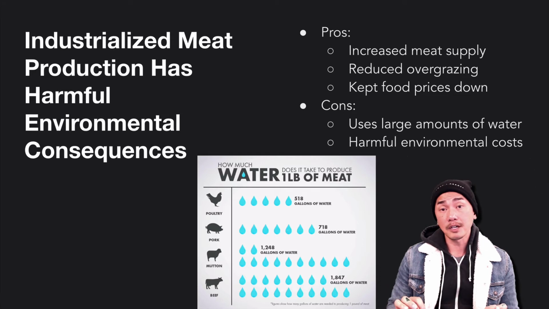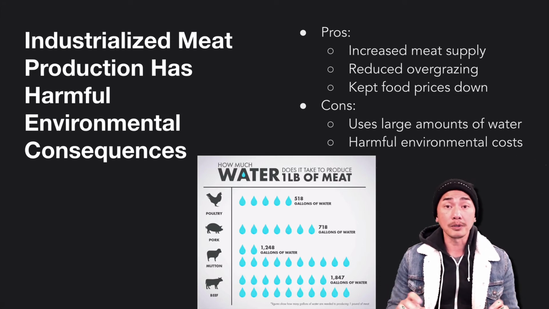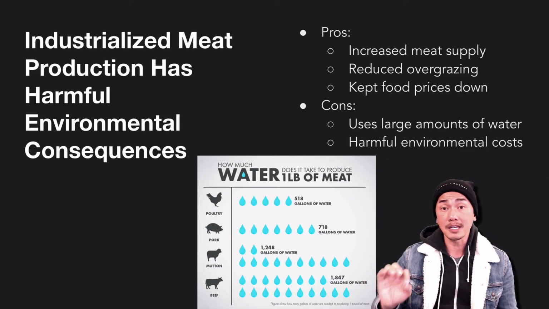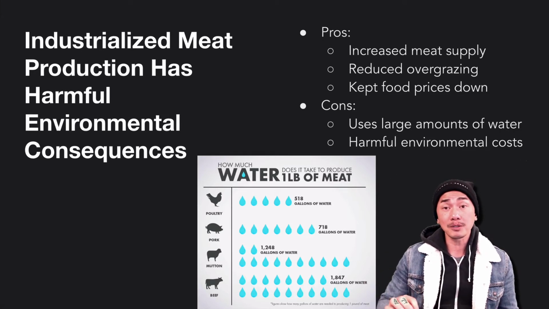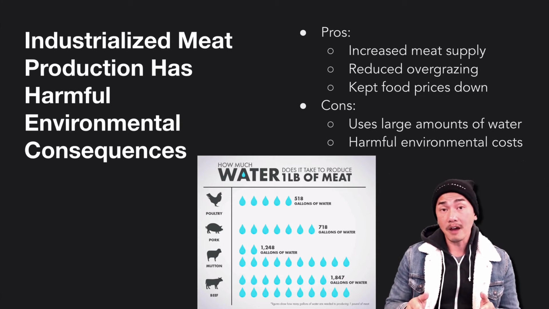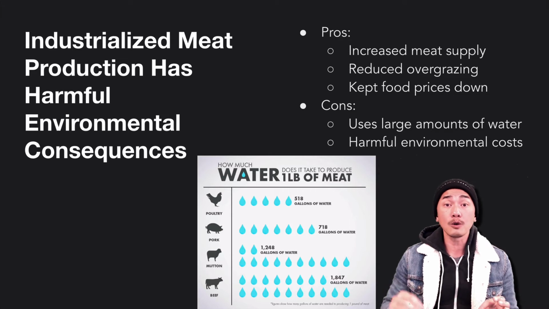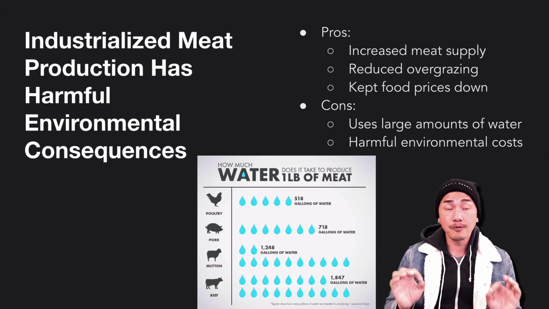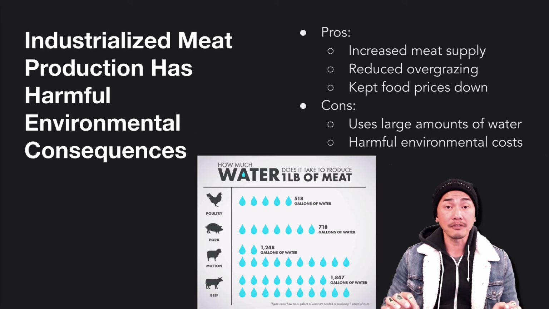The cons of industrialized meat production include the large amounts of water required to raise the animals and the food they eat, and the environmental cost associated with meat production, which include the clearing of land for ranching, the methane produced by cows, and the water pollution caused by animal waste. In the infographic, you can see how much water goes into meat production. For example, 1 pound of beef requires almost 2,000 gallons of water.